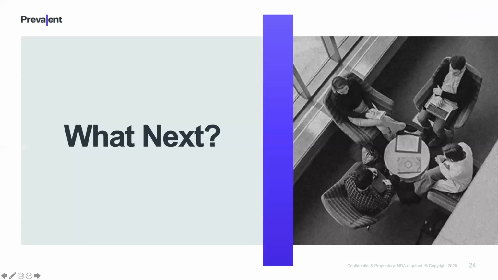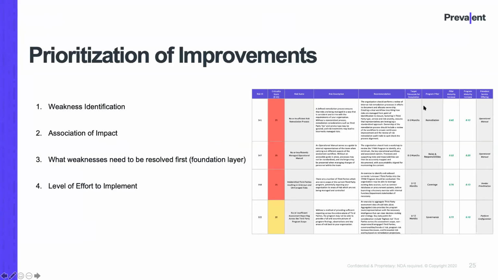Now, we'll come on to some of these questions in just a moment, but a few closing points before we go to our Q&A is that when it comes to the prioritization of improvements, what we're really looking to do is identify the weaknesses on the back of a maturity assessment. We want to be able to associate what the impact is to the relevant parts of the business and then prioritize what our weaknesses need to be resolved first. So what are the foundation layers that we need to focus on that are going to improve risk across our third-party program? And of course, a contributing factor here should be the level of effort to implement.